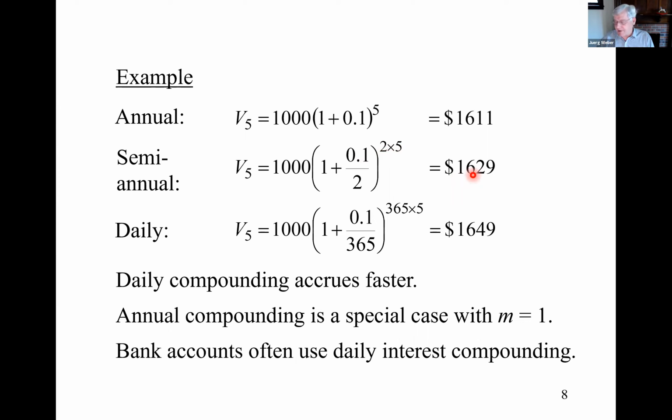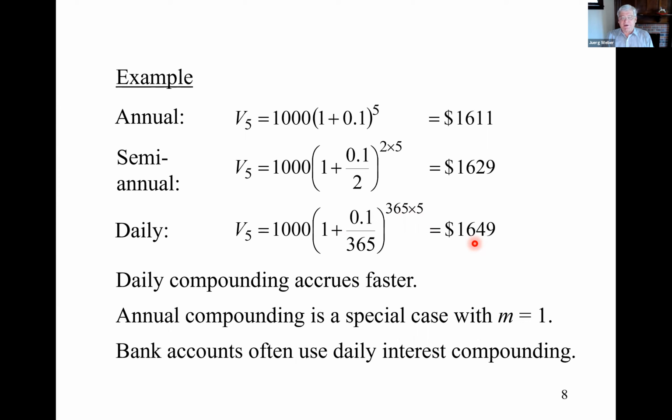Now, if the interest payment is done daily, then each day you get a very small amount of interest. But you have a lot of days. You see, we have about 1,825 days here. So we have a very big power here. And your investment will increase to a value of $1,649.